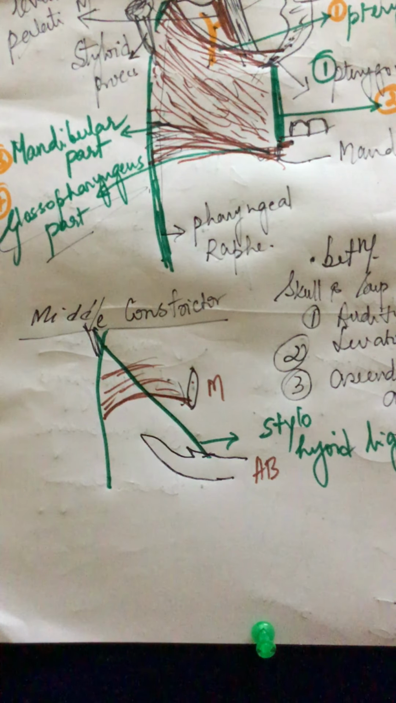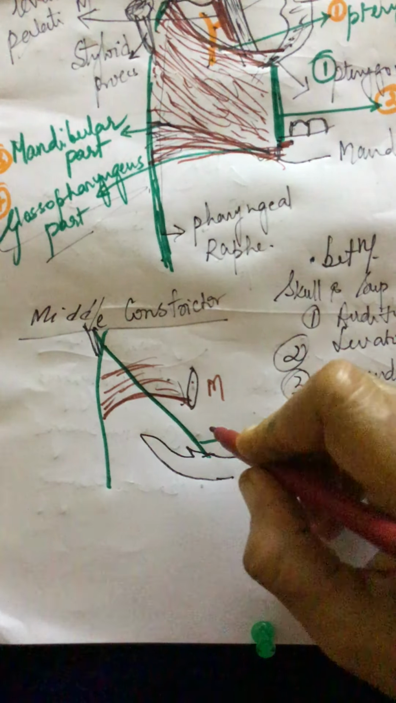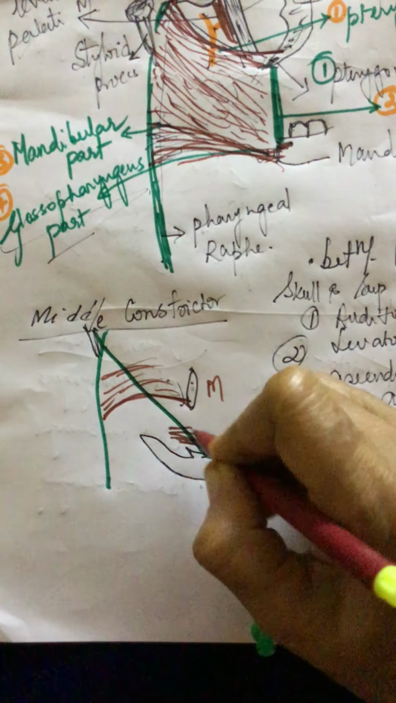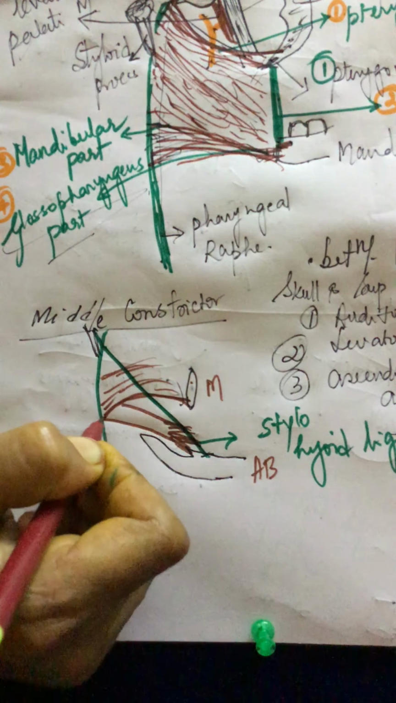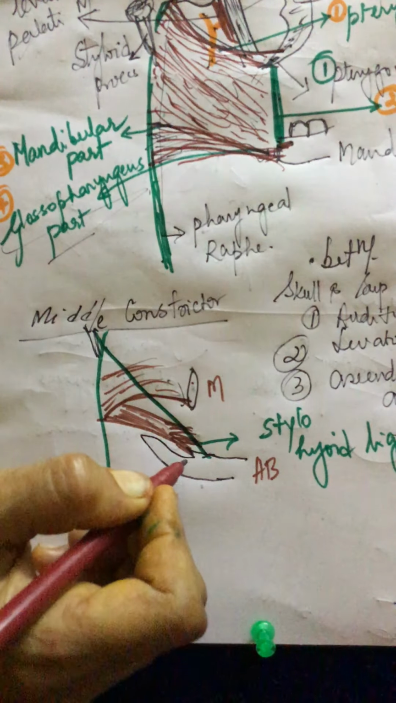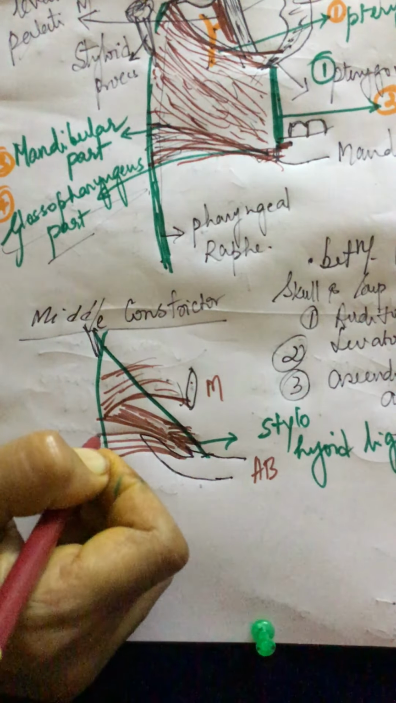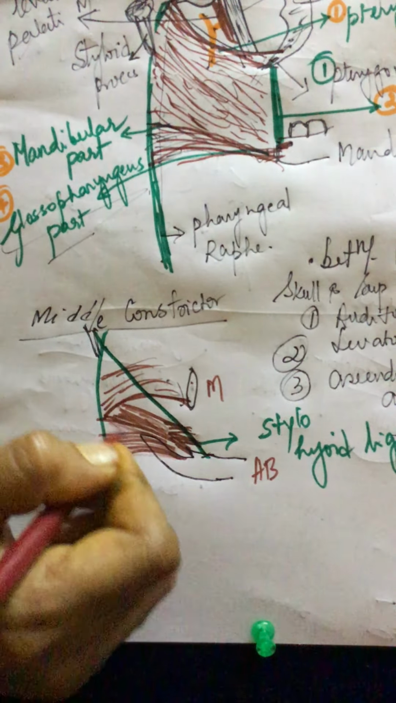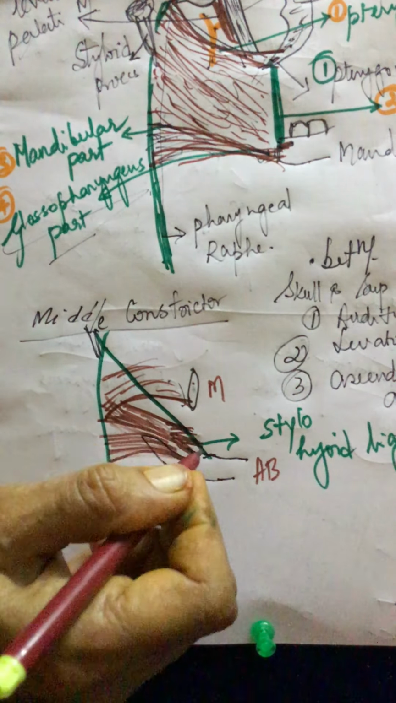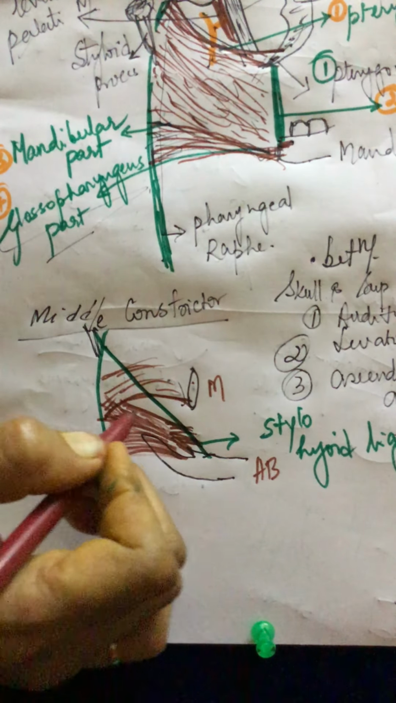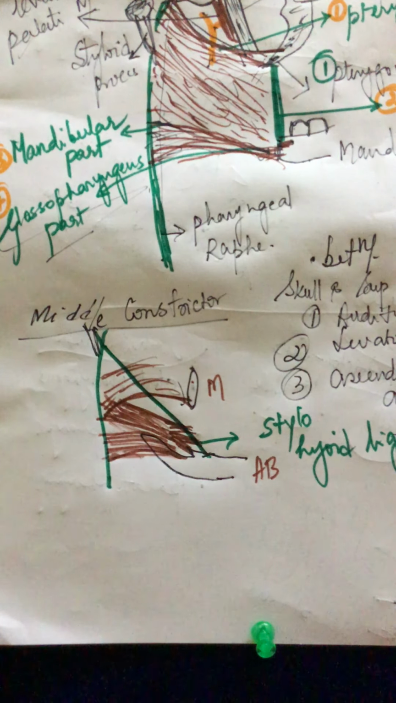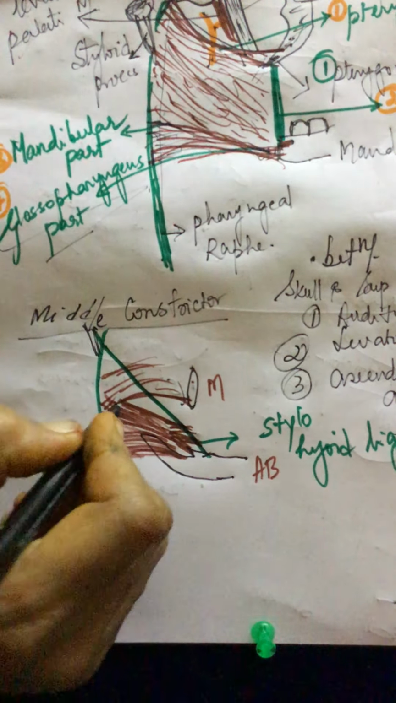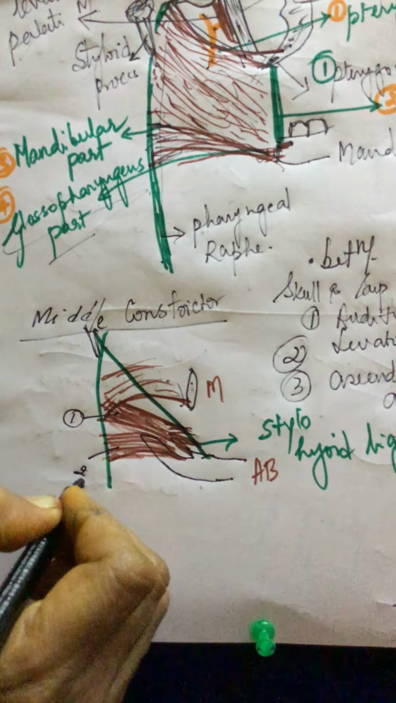So the middle constrictor takes origin from the lower portion of the stylohyoid ligament and lesser cornu of the hyoid bone, and another from the superior border of the greater cornu. It interdigitates with the superior constrictor muscle. So these are the two portions of origin of the middle constrictor. This is number 1, this is number 2.